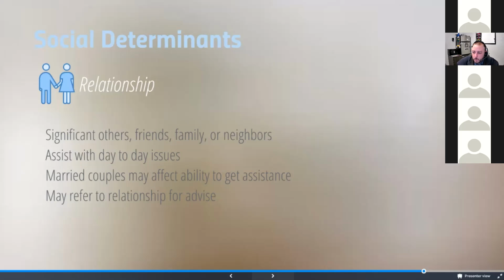What can we do to find people that may assist them with their day-to-day issues? So find out how they're currently doing with people around them. Married couples may also affect the ability to get assistance. One may be willing to get assistance, but won't because the other one doesn't want them to. Maybe the feeling that they're no longer important to that person or no longer in need of that person. So just be aware of that. And then, back to culture and relationships, a lot of times the females will defer to the male before they make a decision. So kind of mixing those all up there.